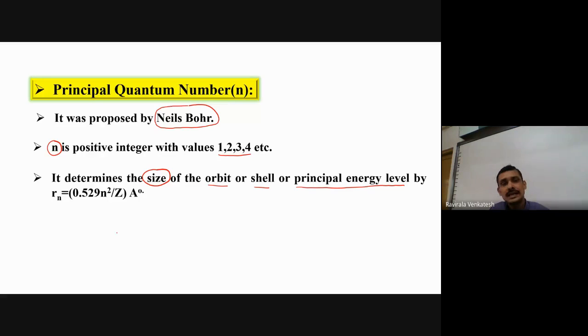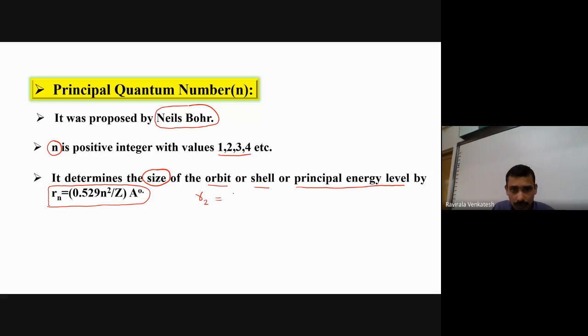So how to calculate the size? Which formula are you using? This is the formula, useful to calculate the size of the orbit. I want to calculate the size for the second principal quantum number, for example. That means I want to calculate the second orbit radius.